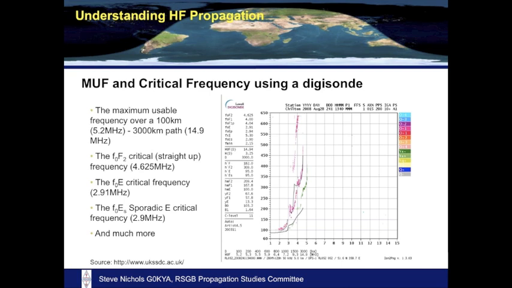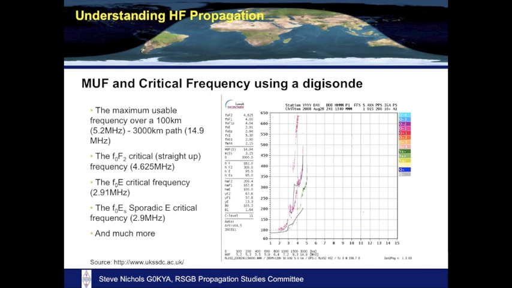What we can see here is that it tells us that the critical frequency, that is the frequency that signals are going to just be reflected back to the Earth, is 4.625 megahertz. That's the critical frequency for the F2 layer. There's also a critical frequency for the E layer as well, and that's shown on here as 2.91 megahertz. If you see one of these plots, it gives you this information on the left-hand side, or you can actually read it off the graph itself.